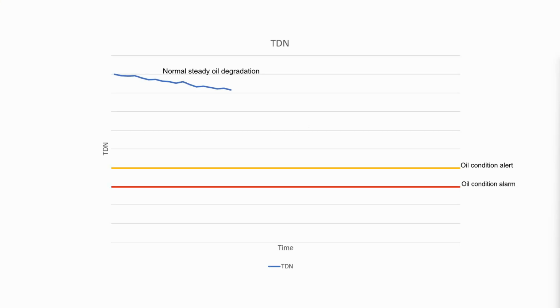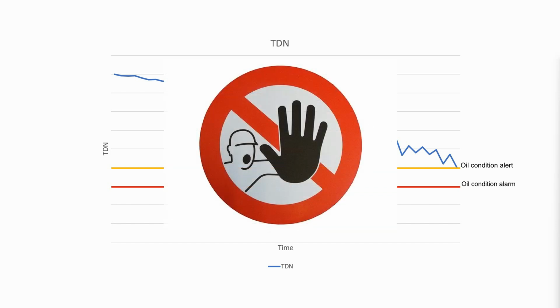The second way to analyse the data is by looking at the behaviour of the TDN value over time. By utilising a set of simple algorithms, you can identify anomalies in the data which indicate specific failure modes, such as water ingress or particle contamination. This will enable you to set up warnings to stop and investigate the source of the contamination before further damage occurs to your asset.